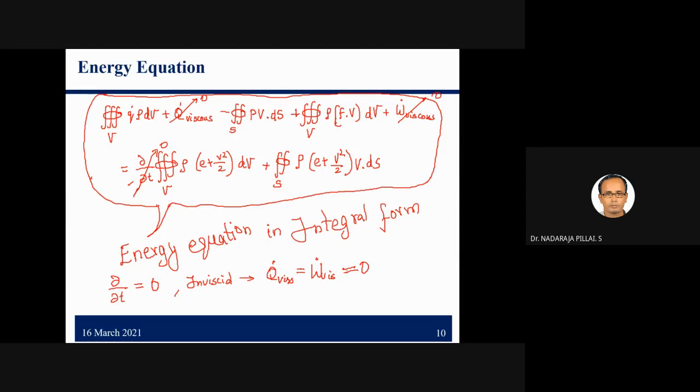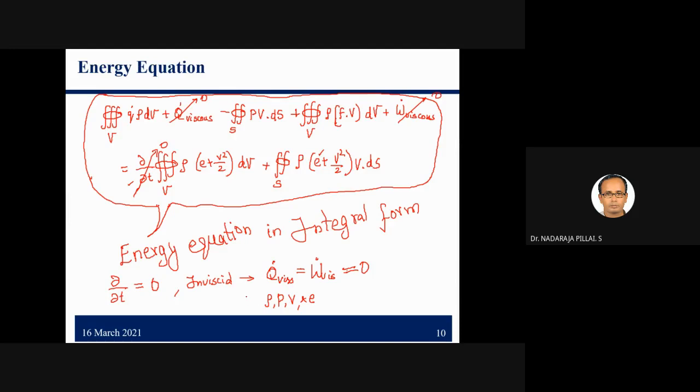So this is the end of the energy equation. The equation can be further reduced based on various other assumptions. With this energy equation, we have introduced the variable E, the internal energy. Now, what are all the variables we have? We have rho, density, pressure P, velocity V, and the internal energy E.